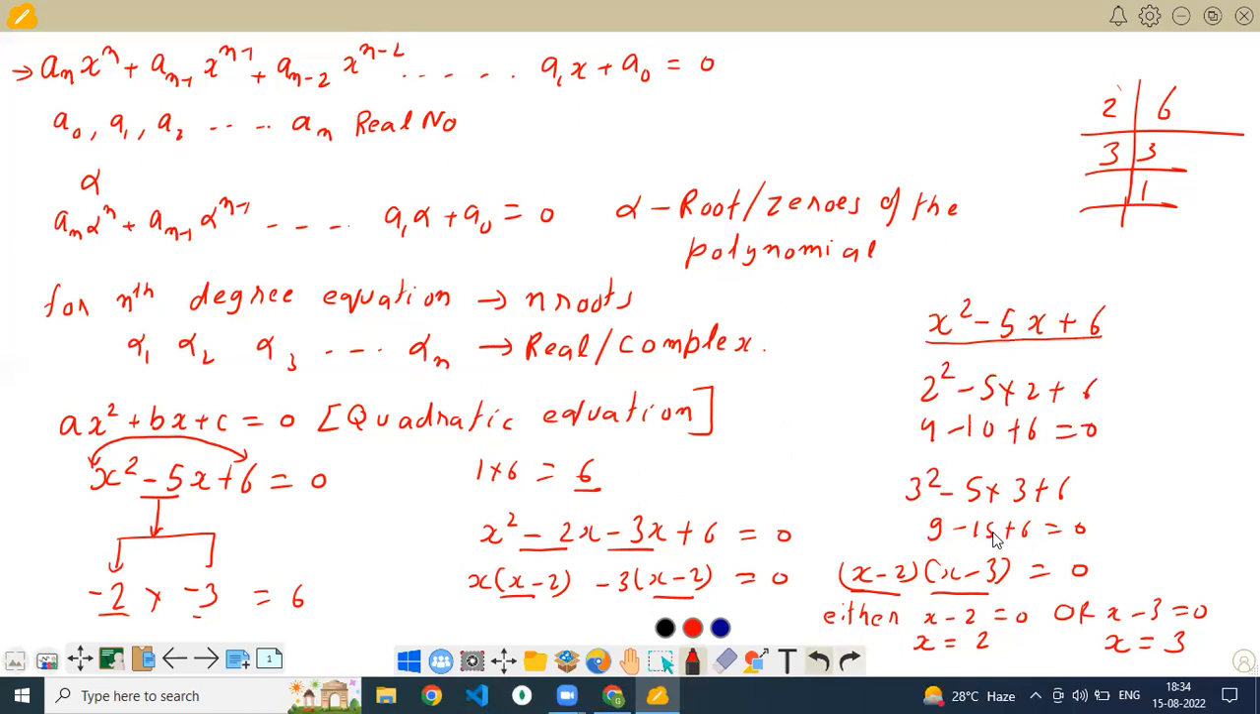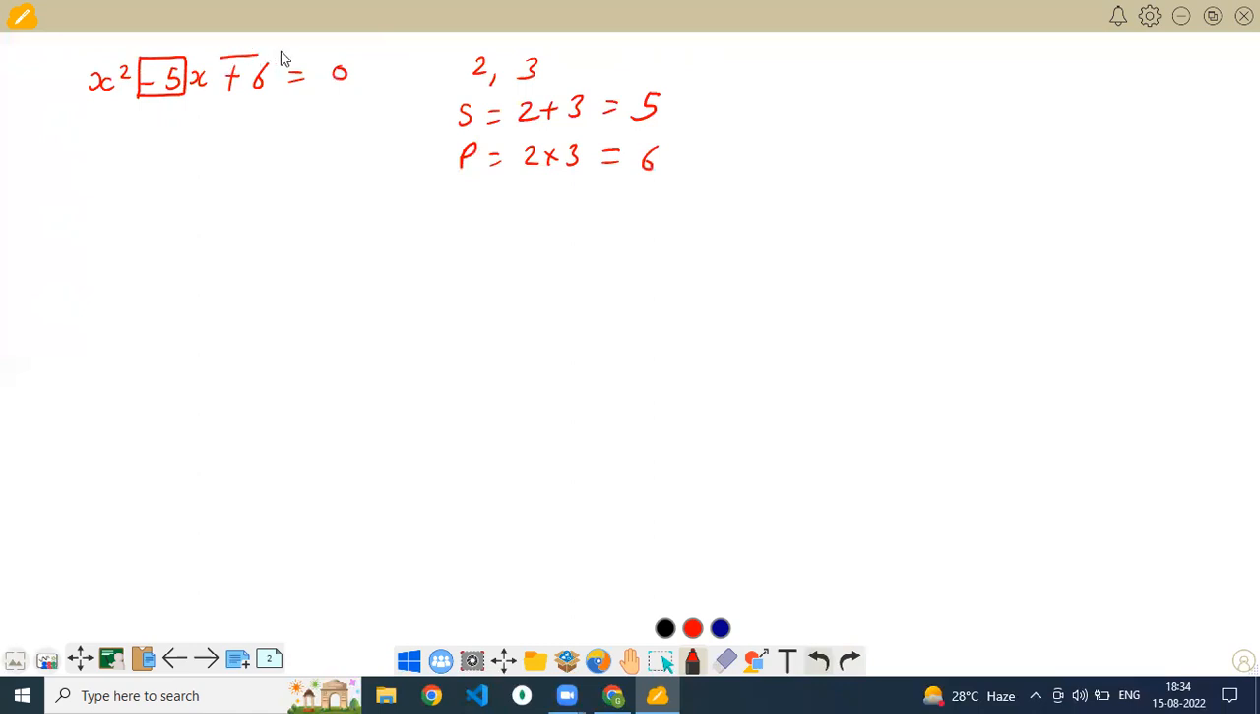Okay. So this is one way of solving a quadratic equation. This is known as middle term splitting. If you observe this, x square minus 5x plus 6 is equal to 0. The roots of the equation were 2 and 3. The sum of the roots was 2 plus 3, which is 5, and here it is minus 5. And the product of the roots was 2 into 3, which is 6, where here it is plus 6.